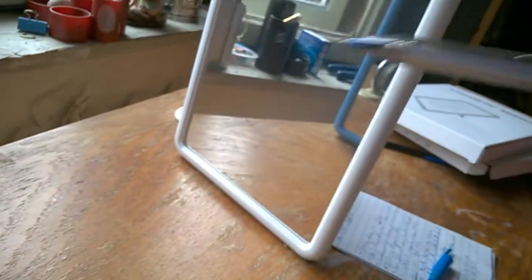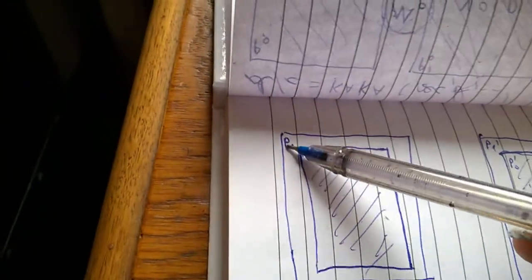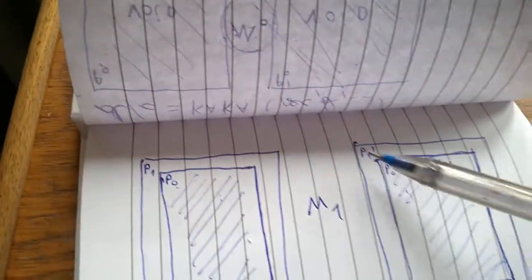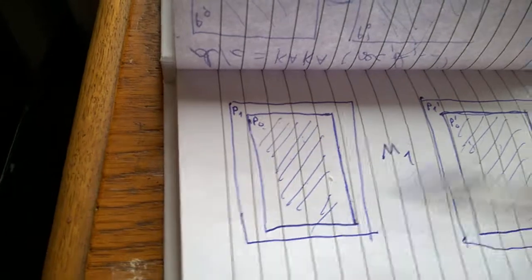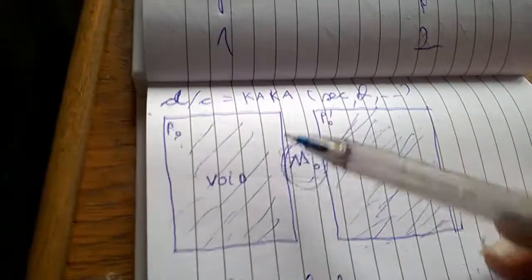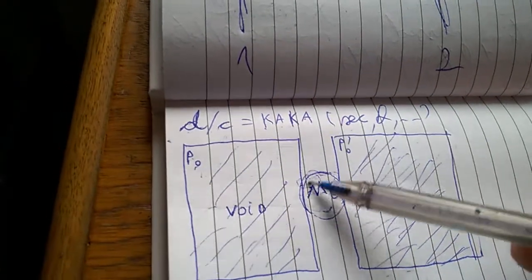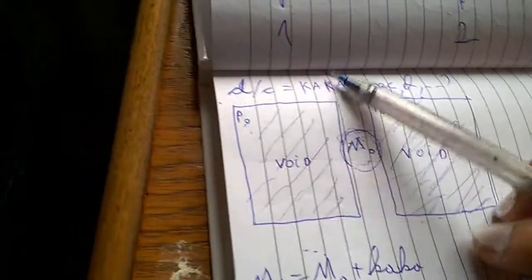At moment 1, another mirror will form in both of these mirrors. So at moment 1, after d divided by c time, now this will be P1, this will be P0. This will be P1 prime, P0 prime. P0 is exactly the same image as the image we started with, from moment 0. And it was void. So it will be void here also. P0 will be void.